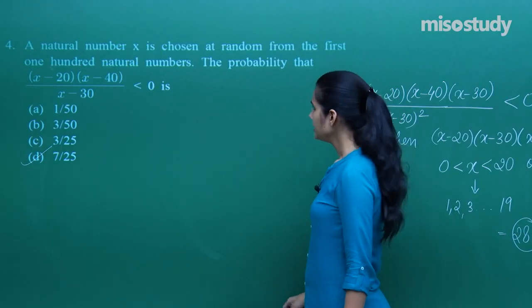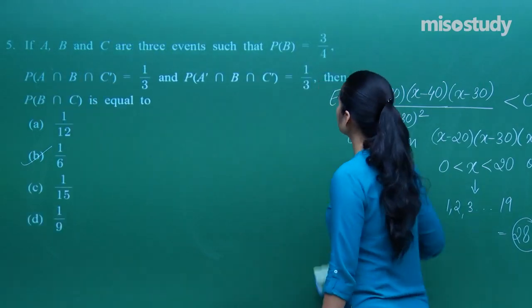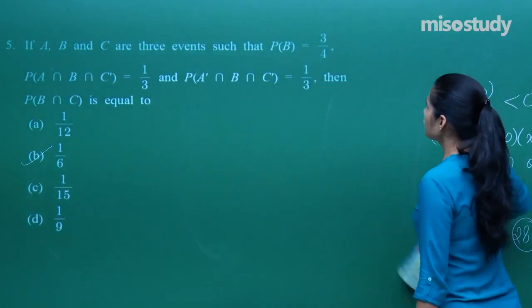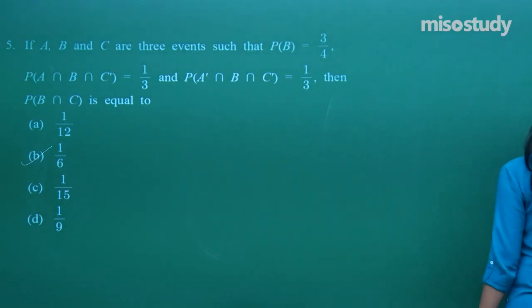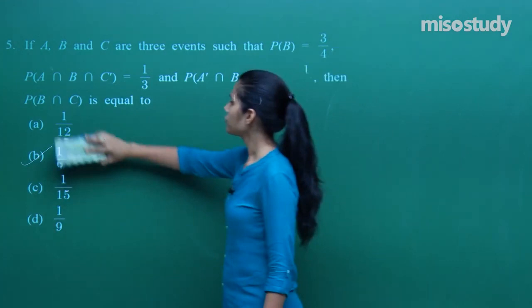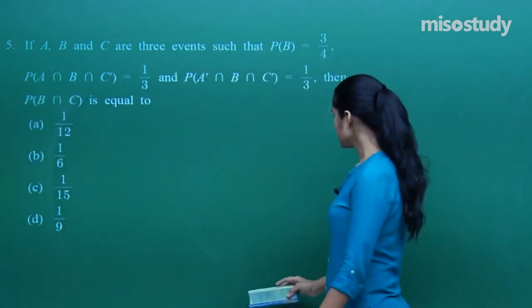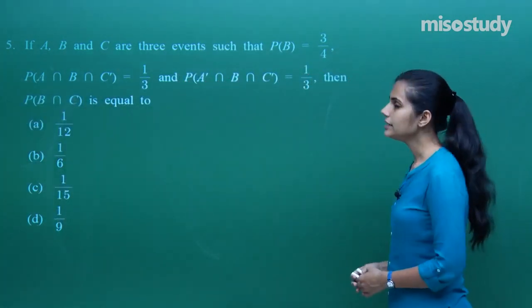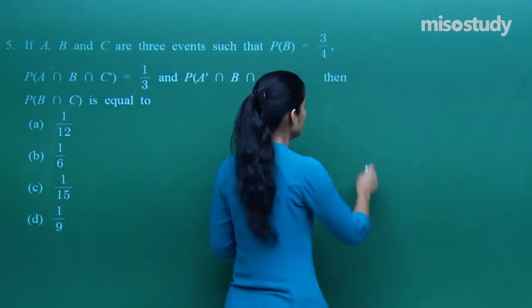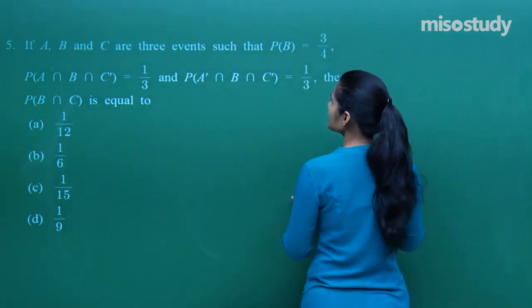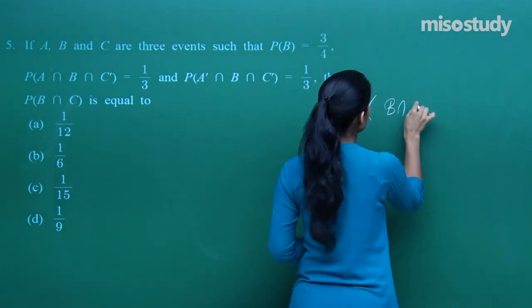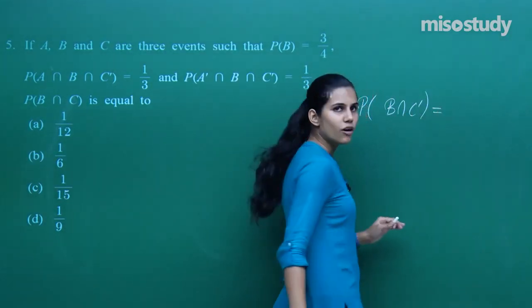Clear? Next question we have, if A, B, C are 3 events such that probability of A is 3 by 4, probability of A intersection B intersection C dash is given to you as 1 by 3, A dash intersection B intersection C dash is 1 by 3, then B intersection C's probability is what? So this is given to us, what is it? Probability of B intersection C dash. Okay, so B intersection C dash, if I talk about, how can I write this as?